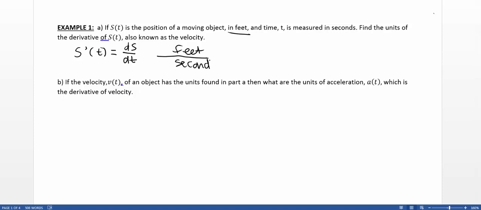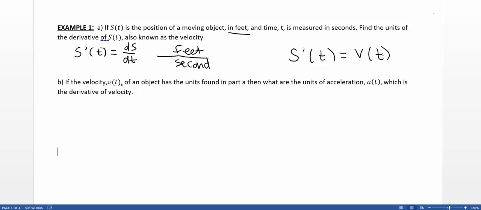There's also an interesting relationship here that we should note. This says that if we take the derivative of position, that's called velocity. And velocity is often written with a v. So we can say S prime of t equals v of t. So that means that the units of velocity in this problem would be in feet per second. And that's also the units of the derivative of position.